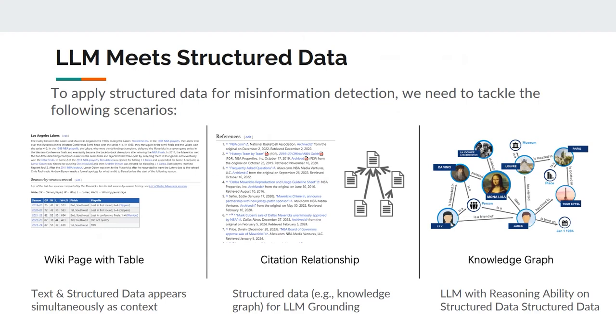Secondly, structured data, such as knowledge graphs, can be used for grounding LLMs. Knowledge graphs represent a collection of interlinked descriptions of entities, providing a structured and comprehensive representation of facts. By grounding LLMs in this structured data, we can enhance their ability to understand and reason about the world, thereby improving their performance in tasks like misinformation detection. Lastly, we can also equip LLMs with the ability to reason about structured data directly. This can be particularly useful in scenarios where the structured data itself contains the information needed to verify or refute a piece of information.